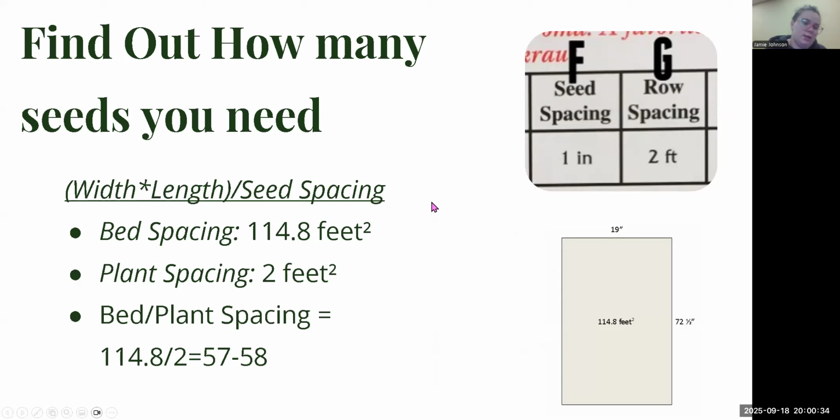Then we find out how many seeds we actually need for the space that we have. We do that by taking our bed width times length, divided by our total seed spacing. We already did the width times length of the 19 inch by 72.5 inch bed, which we said was 114.8 square feet. And then our seed spacing, plant spacing, whichever you would like to call it, is 2 square feet. So you divide your bed by your plant spacing. So 114 divided by 2 is somewhere between 57 and 58 dill plants.